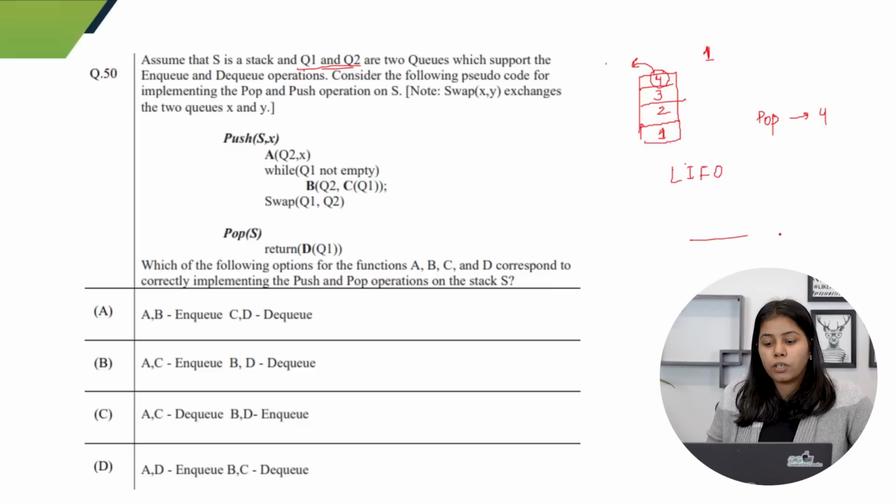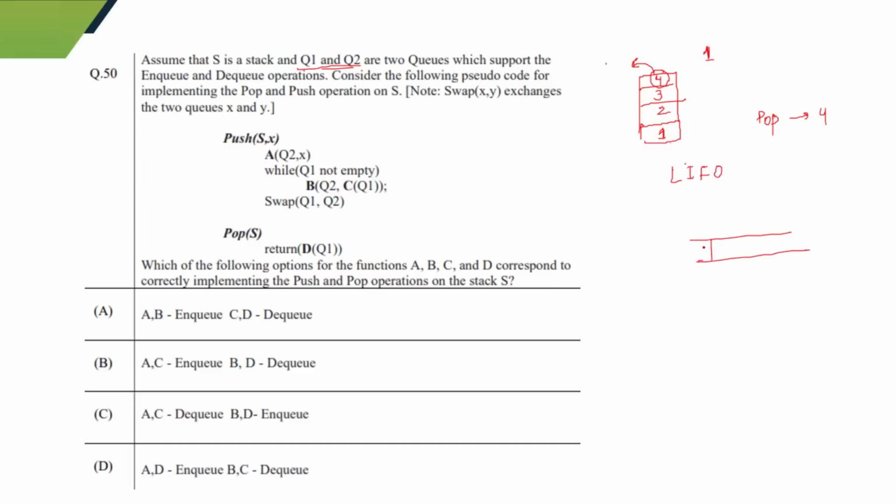If I talk about a queue, let's say I have inserted the numbers 1 2 3 4 in a queue, then the one that went in first comes out first. That means first in first out in a queue. Now I have to check how, using push and pop operations on two queues, I can define a stack. How can I perform push and pop operations on a stack?